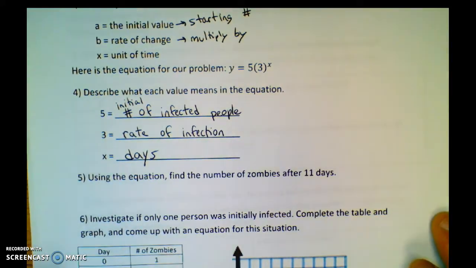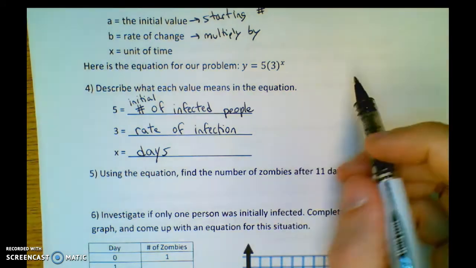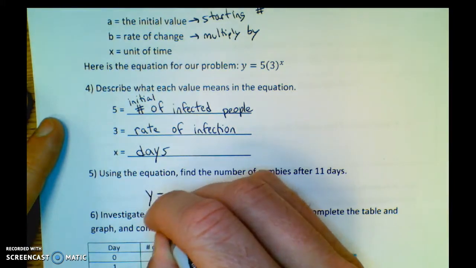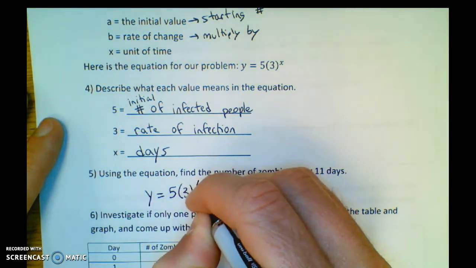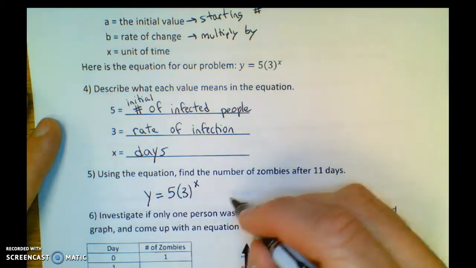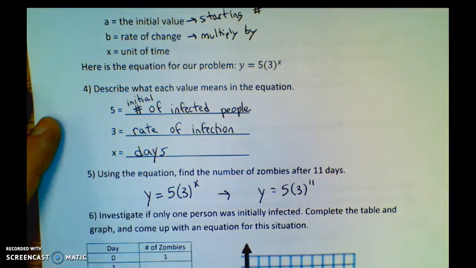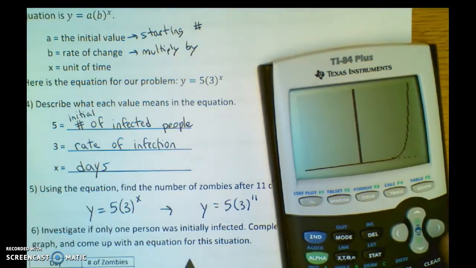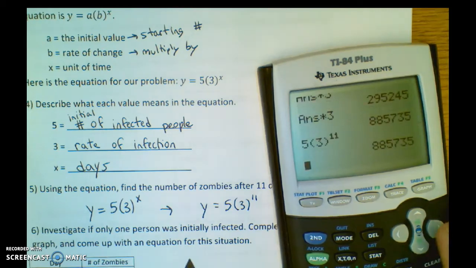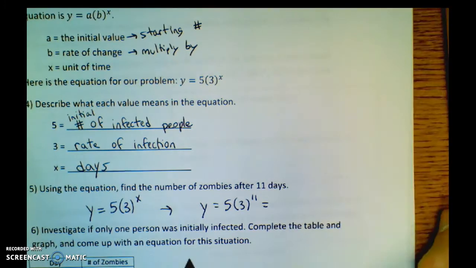So it's important to understand how to use those terms and the numbers in the equation so that you're using the equation appropriately. Because if I ask you to use the equation instead of the table and the graph to find how many zombies were there after 11 days, you should be able to do that now. Because I know that x stands for time, so I'm just going to replace the x with the 11. And if I use my calculator, I can see I get that same answer again. 885,735.